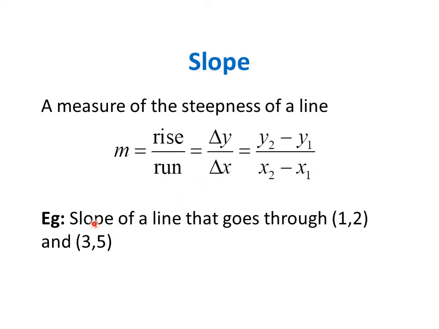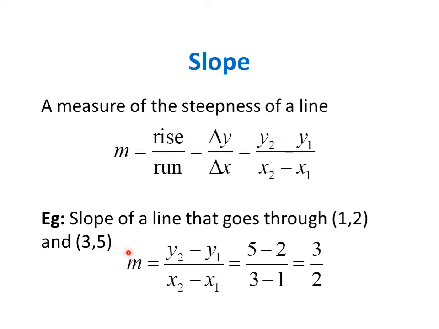For example, find the slope of a line that goes through the points (1, 2) and (3, 5). So we use the formula for the slope, and we simply substitute the given x1, y1, and x2, y2 into the formula. Here, this is point 1 and this is point 2. So y2 is 5 minus y1 is 2, divided by x2 is 3 minus x1 is 1. So 5 minus 2 is 3 and 3 minus 1 is 2. Therefore, the slope is 3/2.